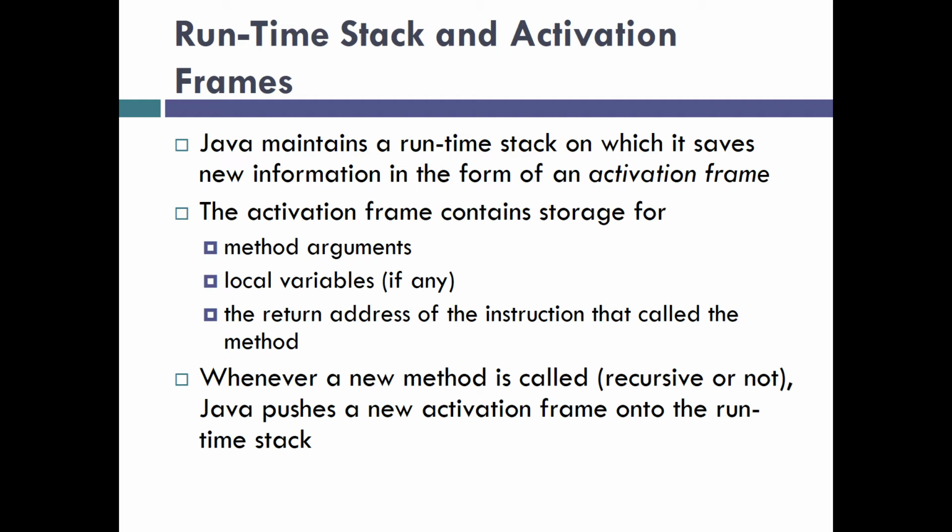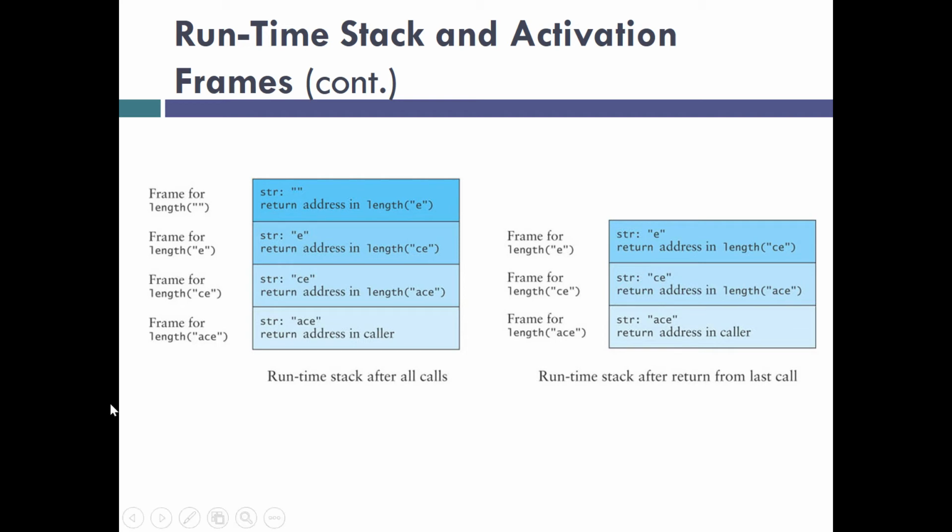The activation frame stores the method arguments, any local variables you create, and the return address of the instruction that called the method. In other words, where to go. This is how your computer knows to go back to a specific place during the method call, right? When you make a method call, you go into a function. Well, how do you get back out of the function? Your activation frame is storing the address of where you should come out. So whenever you call a method, whether it's recursive or not, you push that activation frame onto the runtime stack. So here, for a length of, here's an example.